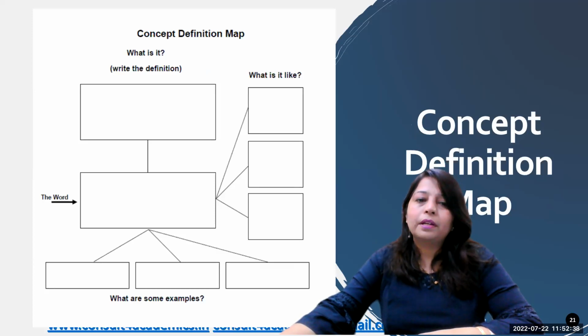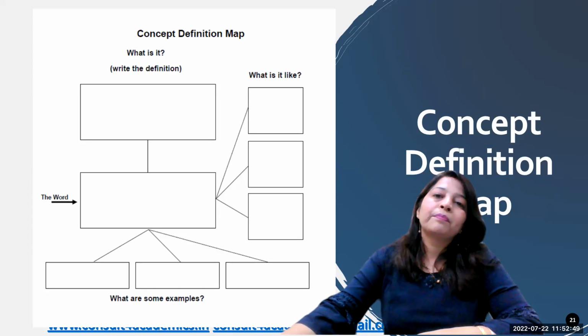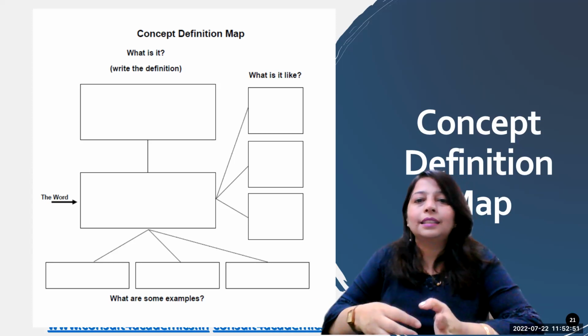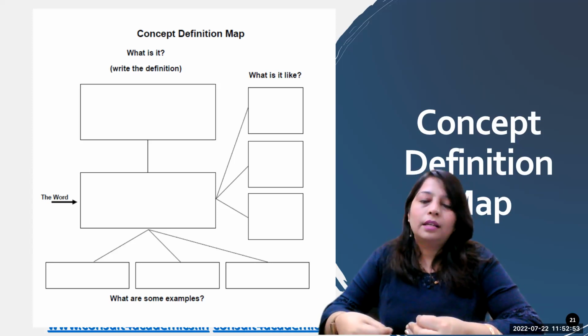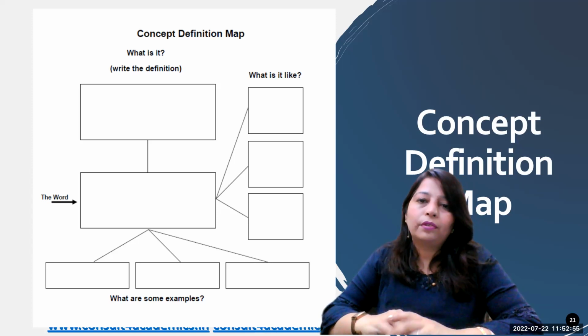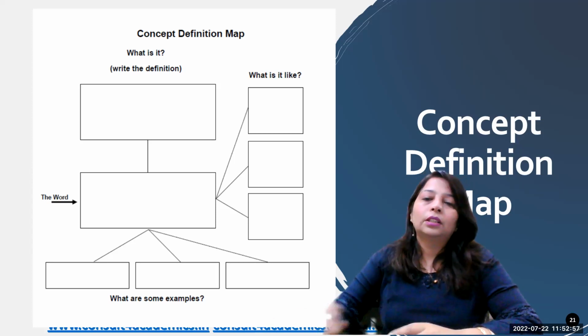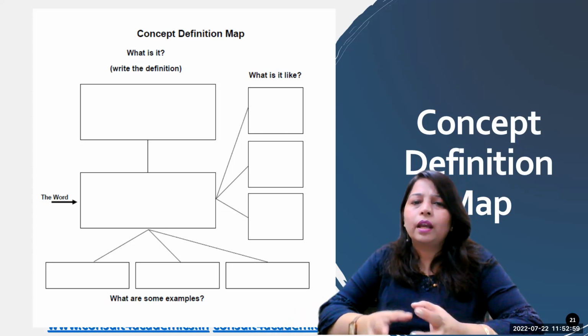And then the concept definition map. In the center, the children have to write the word, and then they have to write the definition. They have to write what it is like and what some examples are. What is it like means what it is nearby, similar to what, and then you have to give the examples, right?